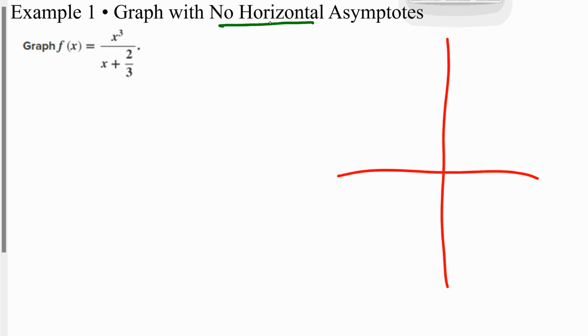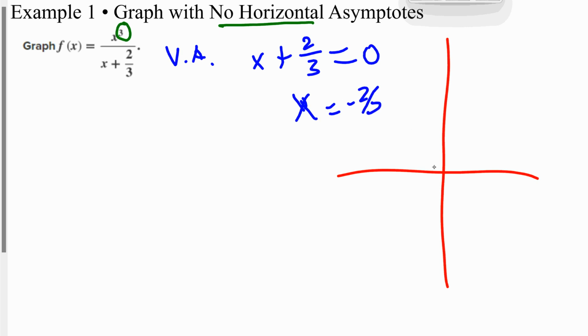So here we have no horizontal asymptote because the degree of the top is bigger. Then we find our vertical asymptote by setting the denominator equal to 0. Here we don't have to factor anything, we just solve for x, and that's negative 2/3. If I count by thirds, 1/3, 2/3, 3/3, then all I can do is graph that. Negative 2/3 would be right here, and I can label that x equals negative 2/3.